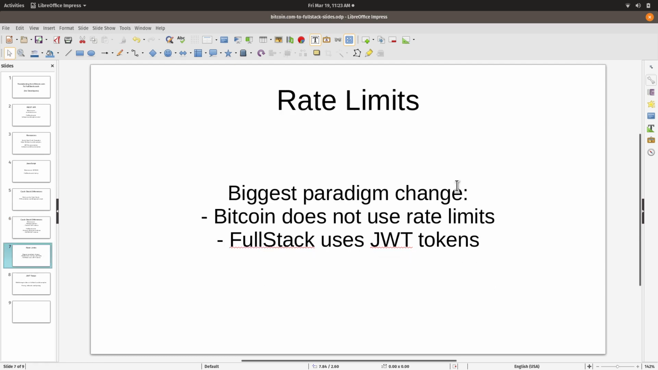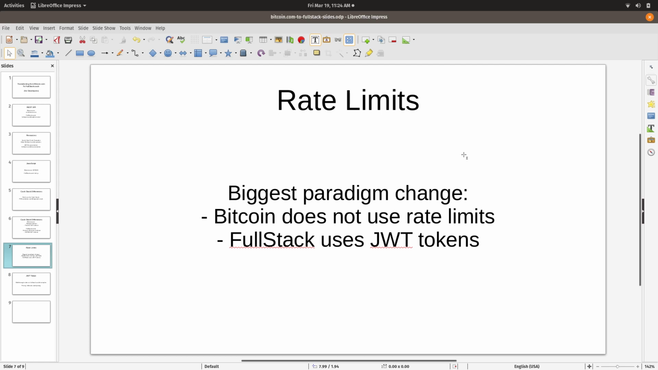The biggest paradigm change from moving from Bitcoin.com to FullStack.cash is this concept of rate limits. Bitcoin.com does not use any rate limits, and as a result, they have been the victims of abuse. Developers just use way too many resources, and as a result, everybody suffers because they're all eating from the same food trough, and so one person's bad behavior affects everybody. And at FullStack.cash, out of the gate, we took rate limits as a pretty serious design change, and so we used JWT tokens.